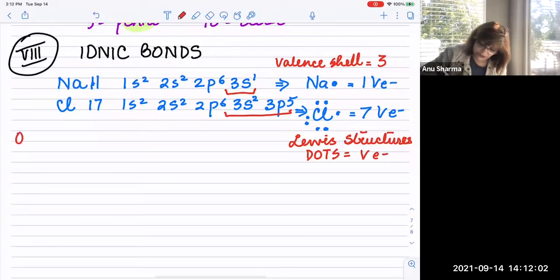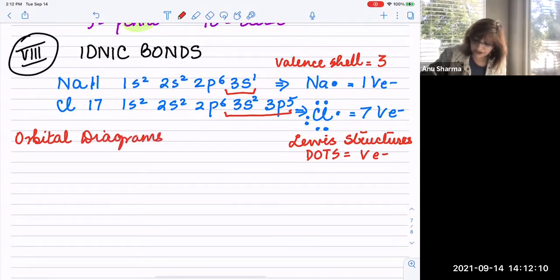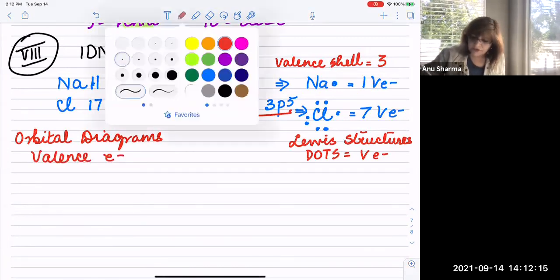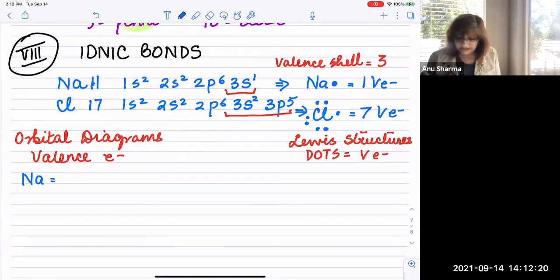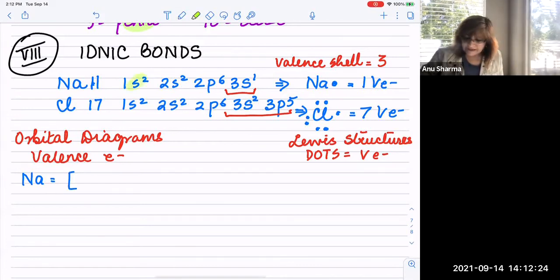Okay, now let's look at how they look like their orbital diagrams. In the orbital diagrams, we only show the valence electrons and we leave the rest. So let's look at this now. We have sodium, and the condensed form of sodium would be the inner core. The inner core is 10 electrons, right? And this guy also has 10 electrons. So this inner core, we can just put in as neon, the 10 electrons. And the last one is 3s1.